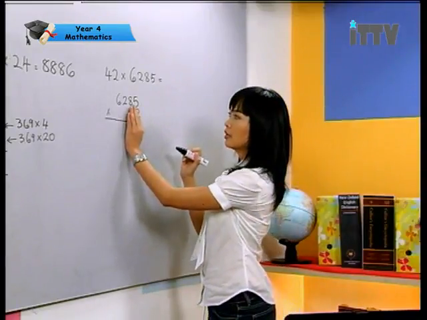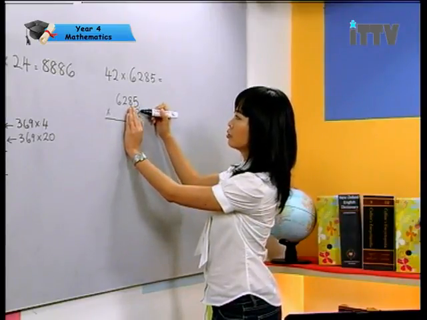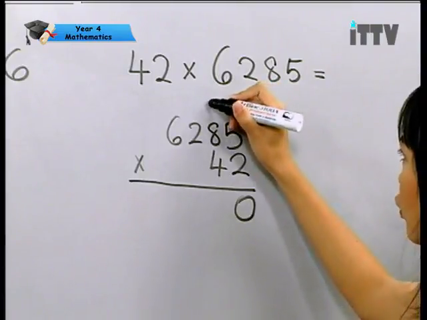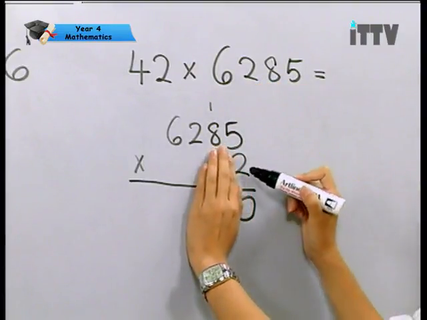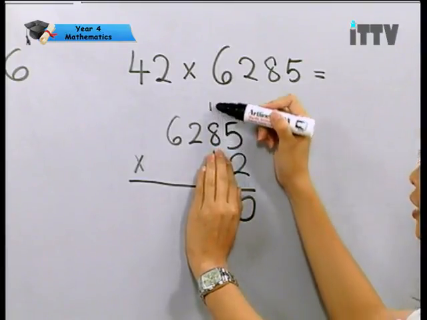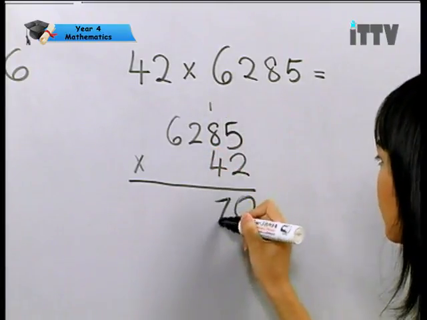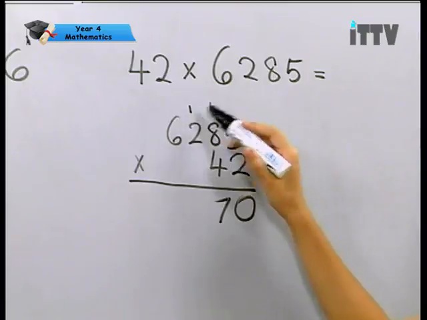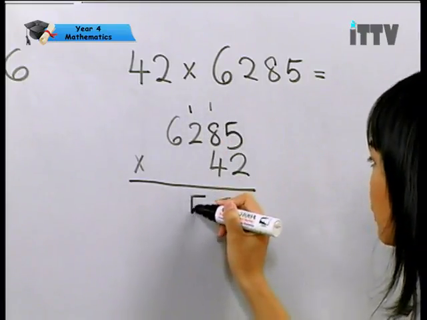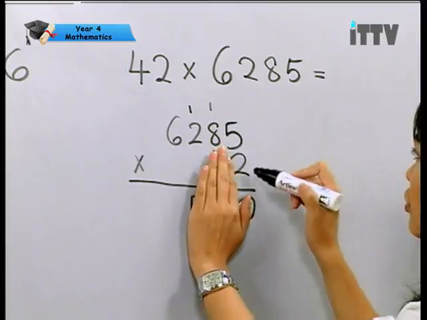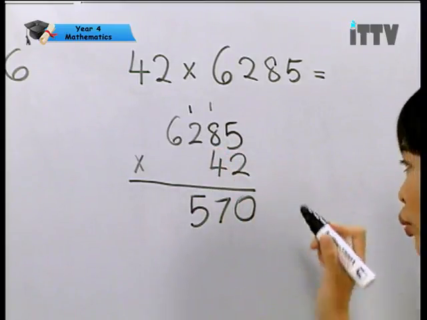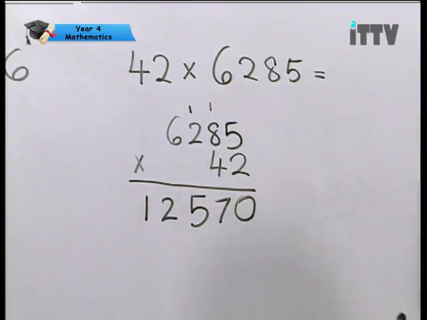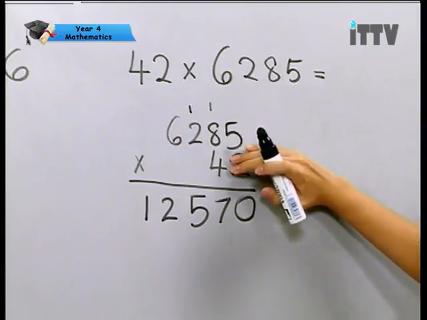Now, let's close the digit 4 and multiply 2 by 5. We have 10. Write the 0 here and the 1 here. Continue. 2 times 8, 16 plus 1, 17. And then the 1 here. 2 times 2 gives us 4 plus 1, that will be 5. And finally, 2 times 6 gives us 12. Now we can write the whole number here. And then we close the digit 2.